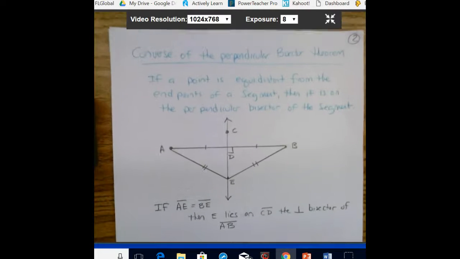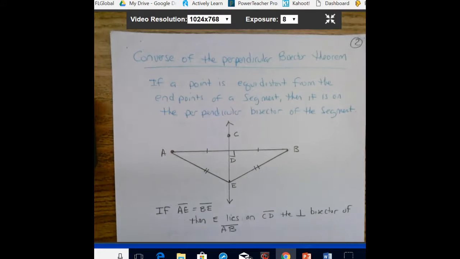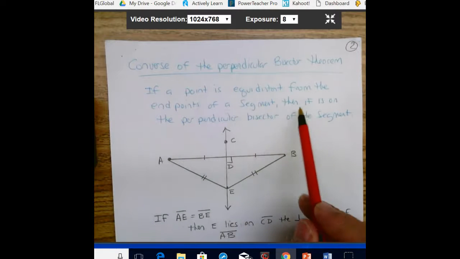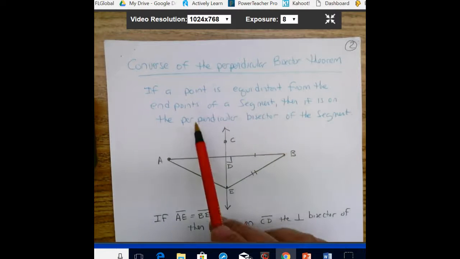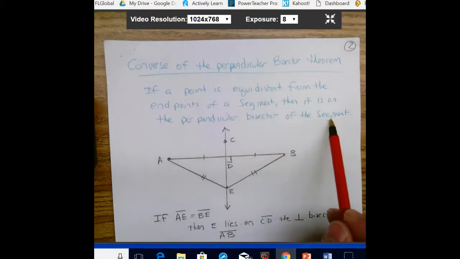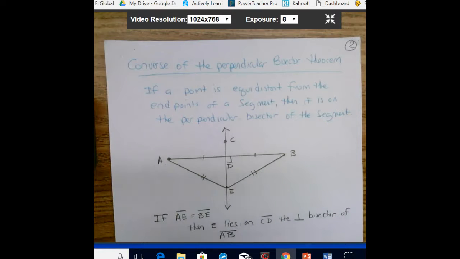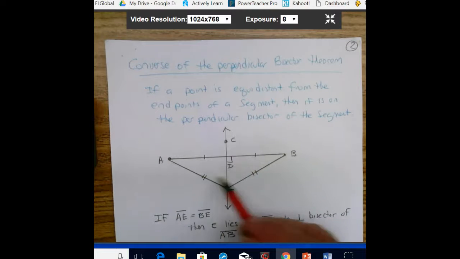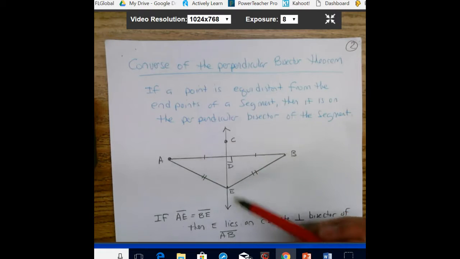Next one we want to look at is the converse of that. So the converse of the perpendicular bisector theorem. Kind of looking at it the other way. So it says if a point is equidistant from the endpoints of a segment, then it is on the perpendicular bisector of the segment. So here we have this triangle, right? And we see it cutting through here. And we see that these sides are equal, right? And we see that these are equal. So we know that's a bisector.